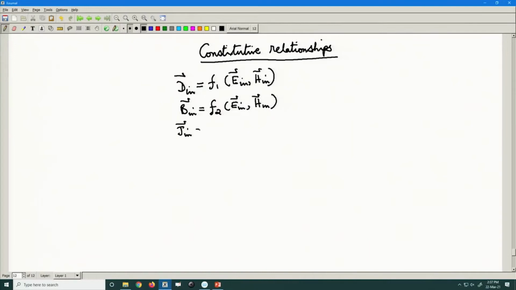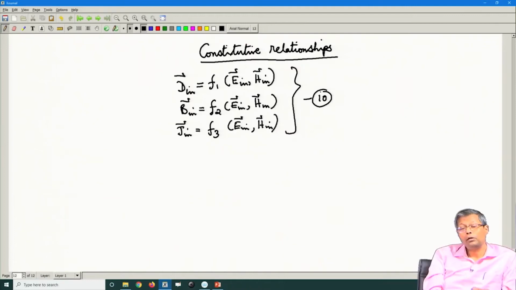And we have J in equal to F3 of E in, H in. So, these bunches of equations: D in equal to F1 of the instantaneous electric and magnetic fields, the magnetic flux density is again a function of the instantaneous electric and magnetic fields, and the impressed current is a function of electric and magnetic fields. Now, what are these functions?